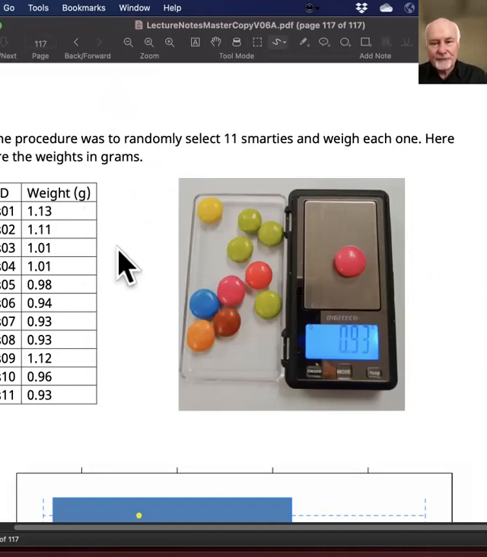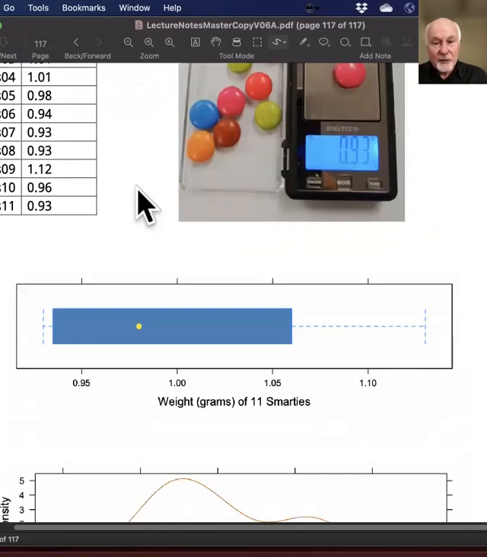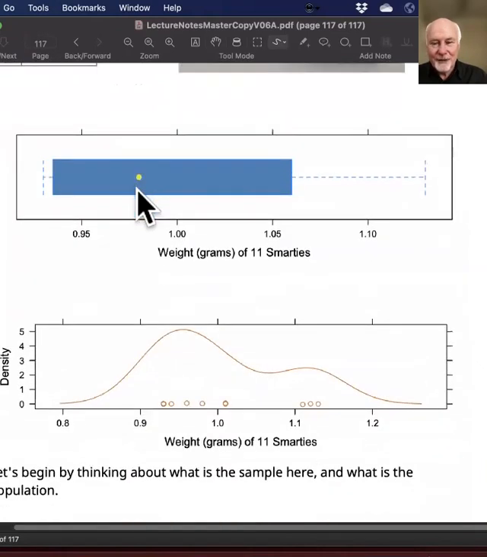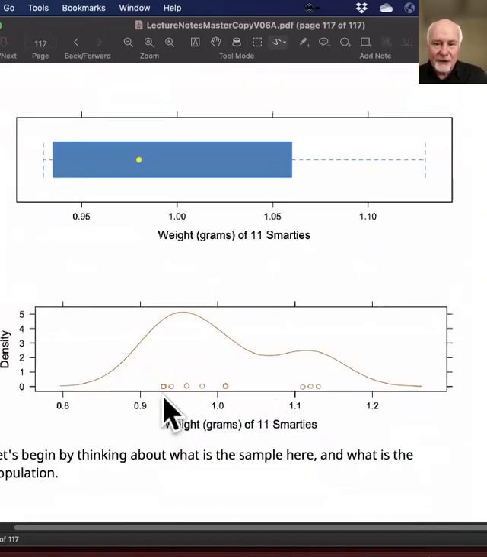So that's my sample, and there is a box plot of the weights, which you all know how to read now, and there is a density plot. And when you look at the density plot, you look at that and you say, okay, there's a little bit of a bump there. Wonder why.